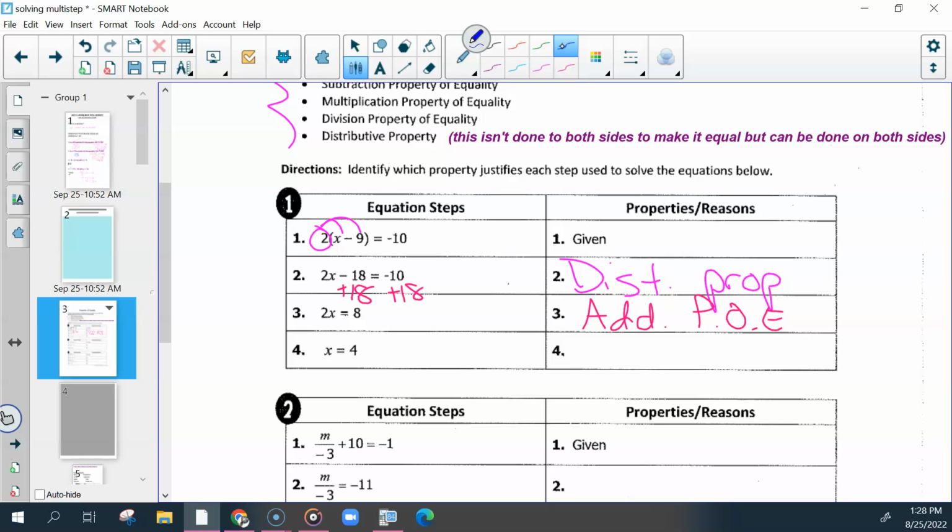And then from step 3 to step 4, what do we do there? Division. Usually that's the last step, but sometimes that's not always the case. So division, property of equality. Do we have any questions on number 1? A second here, I don't want to go too fast, but we're going to move on to number 3.